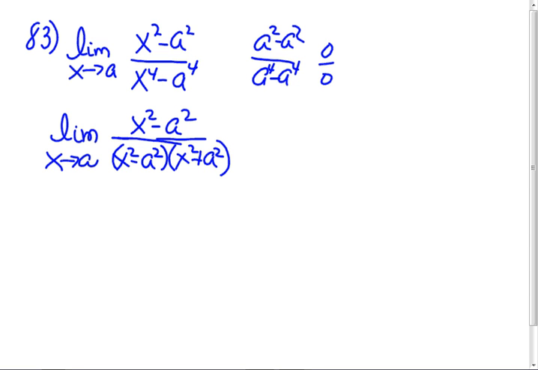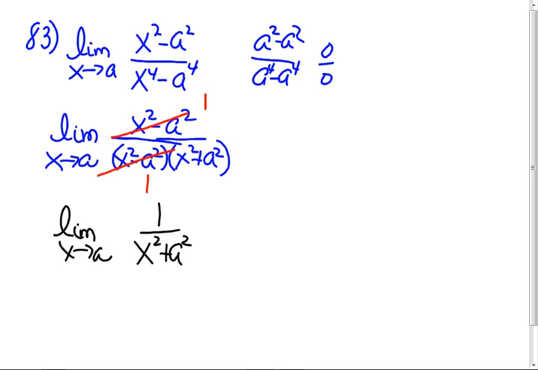Because the limit is what the function's getting close to when you get close to a. It's not equal to, it doesn't ever get there. So what is it getting close to? I don't care what happens at a. So as long as I'm not at a, I can divide numerator and denominator by x squared minus a squared. And then I get 1 over x squared plus a squared, and it's the limit as x approaches a. What's that give me?